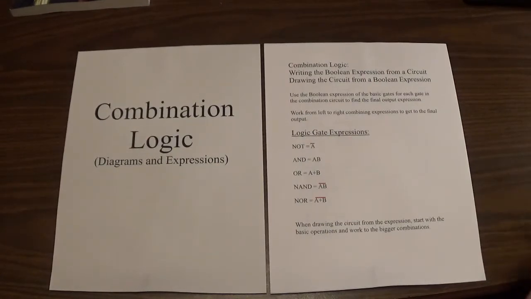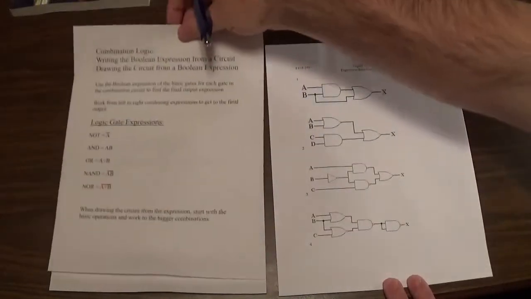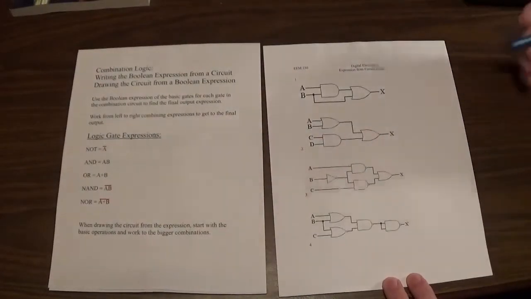So first we're going to look at writing the expression from the circuit. Basically we're just going to look at each gate one at a time and write the Boolean expression for each gate, combining them as we go to get to the final output expression. We work across left to right from the input side till we get to the final output, and the expression will get longer as we move across. So here's a few examples that we'll go through.